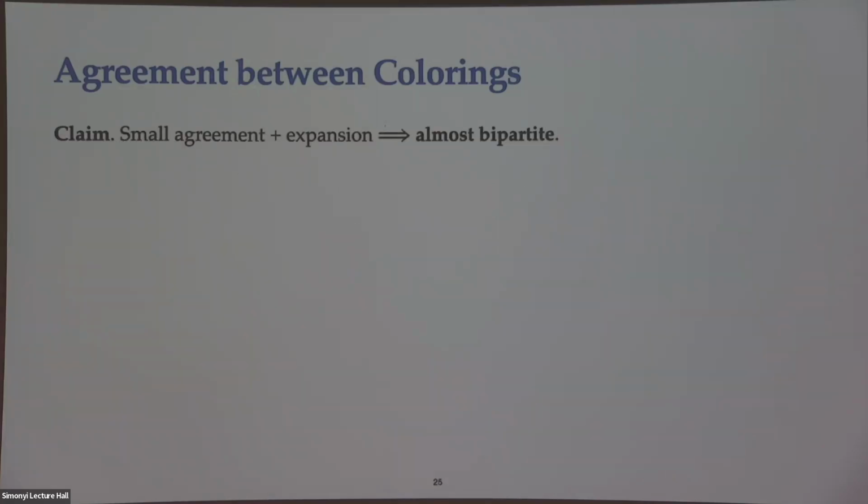So I'll tell you the proof. The first claim, for 2 colorings, is that if they have small agreement and if the graph has expansion, then the graph is almost bipartite. Let's see the proof.